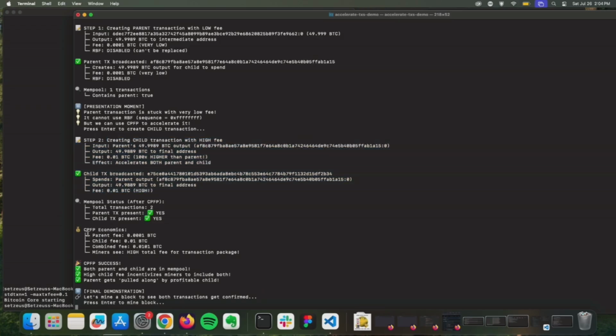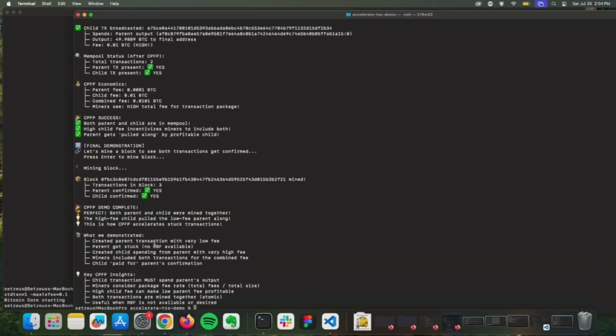And we can see, OK, cool. As we can see at the end, both of the transactions are successfully mined together as a package. And so again, this shows one parent transaction not being mined. We have another child one that spends that first one, and they're both included by the miner because, again, it's now profitable for them to mine.